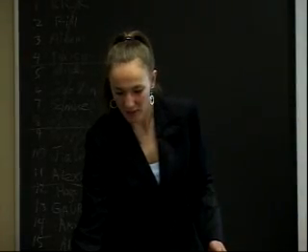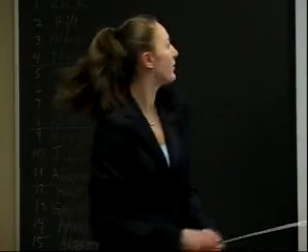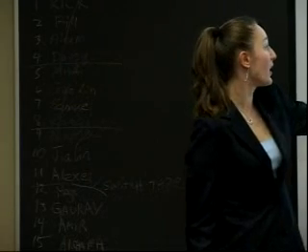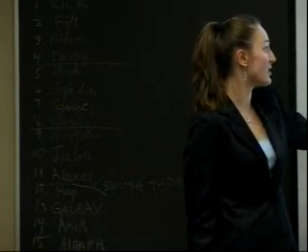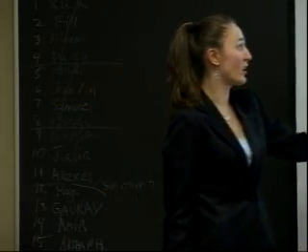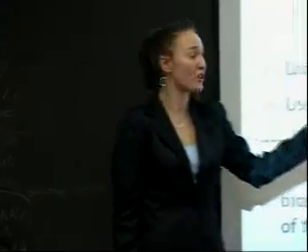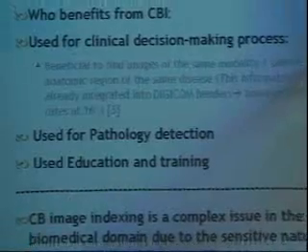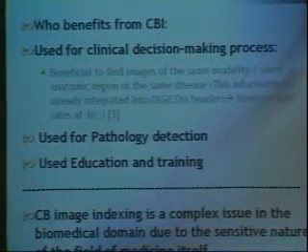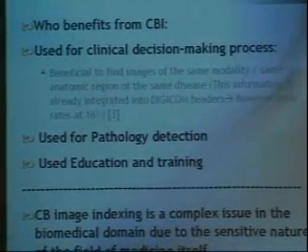Oh, there it is. It says it's beneficial to find images of the same modality, same anatomic region, of the same disease. This information is already integrated into DICOM headers, so there is metadata. However, error rates are at 16%. So the moment you put a human into the loop, the error rates shoot up.